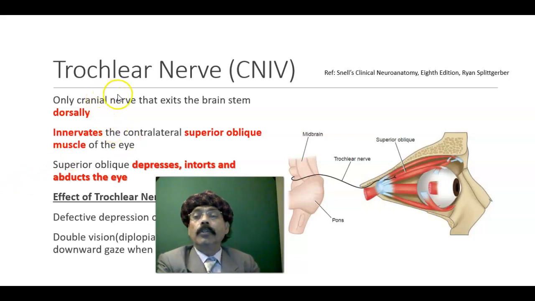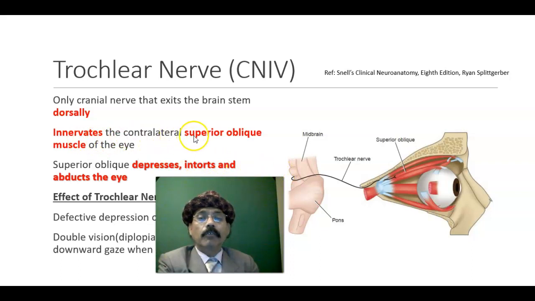This is the only cranial nerve that exits the brainstem dorsally. This is the brainstem, and the brainstem has three parts: the midbrain, pons, and medulla oblongata. The trochlear nerve comes out of the dorsal aspect of the midbrain just below the inferior colliculi.